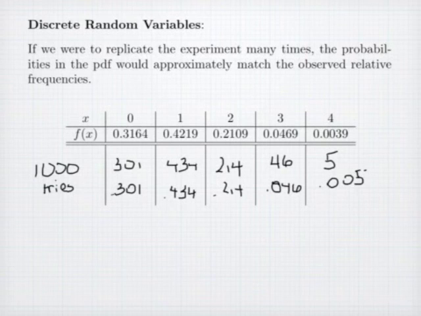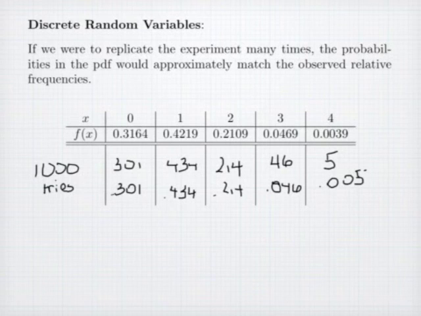Now these aren't probabilities in the same sense as the binomial probability distribution function. These are relative frequencies. 301 out of the 1,000 times I saw a 0, 434 times out of 1,000 I saw a 1, and so on. And you should be able to see that these probabilities that I'm measuring through relative frequency are very close to the probabilities that are predicted using the theory.